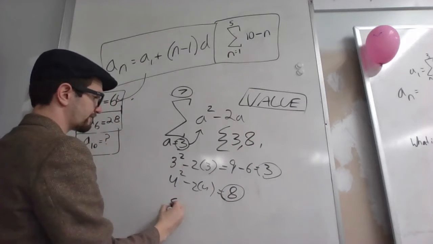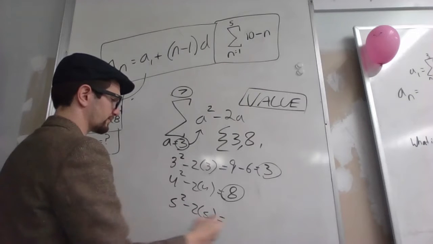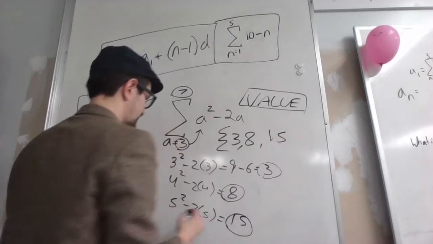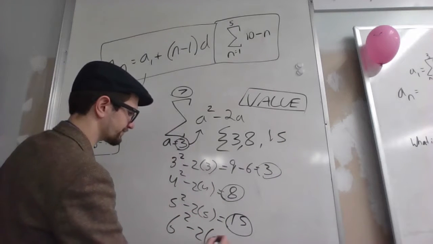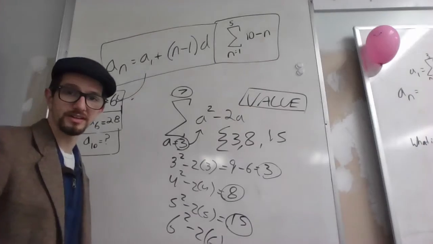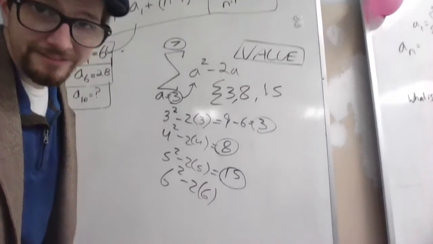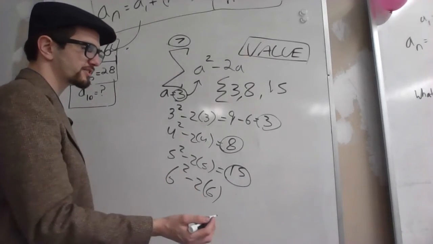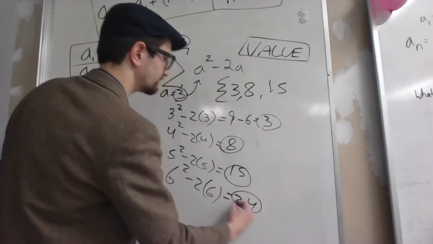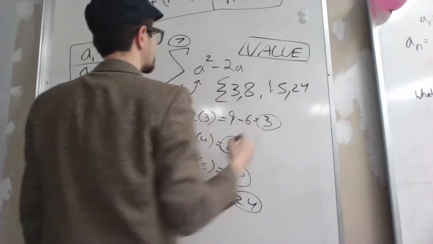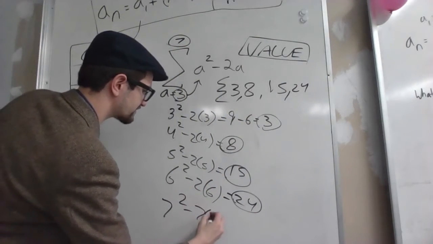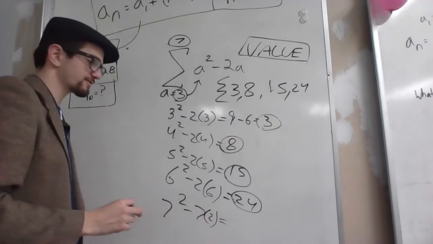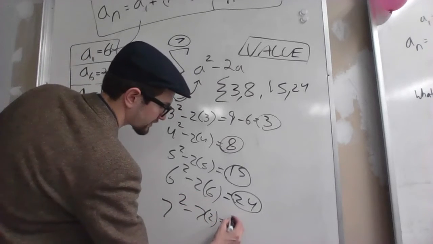Next, I would plug in 5. 5 squared minus 2 times 5. That's 25 minus 10, which gives me 15. Next, I have 6 squared minus 2 times 6. Notice I'm literally just plugging in the A values in for A, which is 36 minus 12, which is 24. And last but not least, I have 7 squared minus 7 times 2. I wrote that backwards, but it's fine. Which would be 49 minus 14, which would be 35.